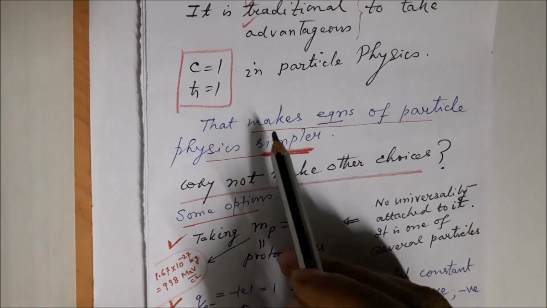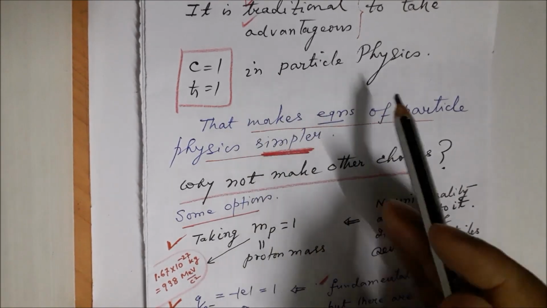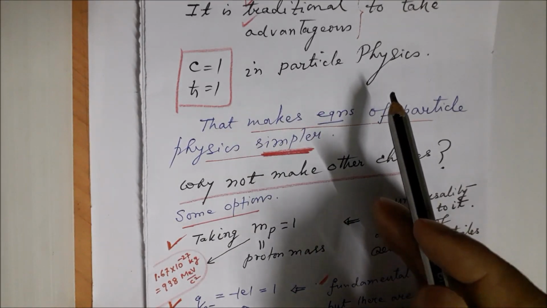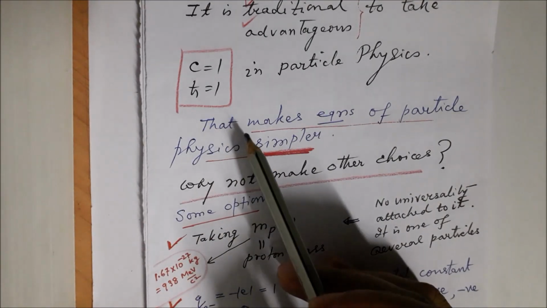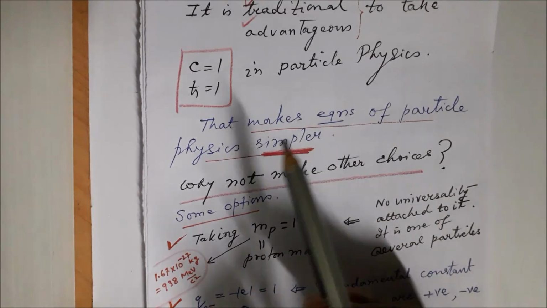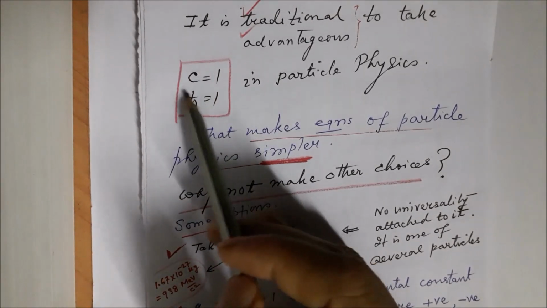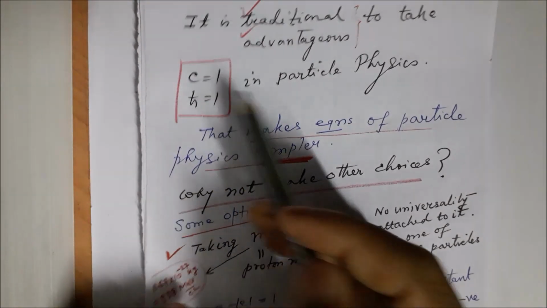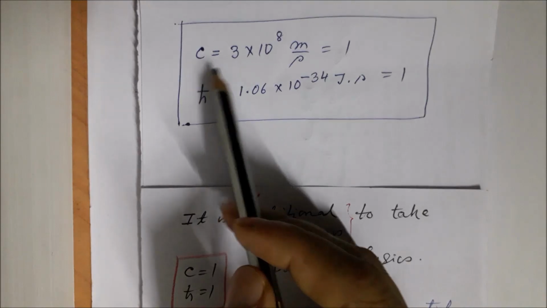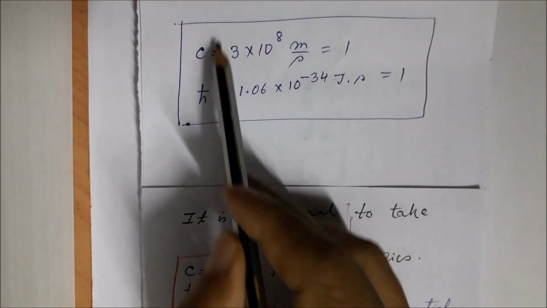But here we are going a step further for further simplification and at the same time maintaining rigor and ensuring error-free calculation, because here the entire c and the entire h cross is set to unity. Now c is 3 into 10 raised to the power 8 meter per second. In its entirety it is put 1.